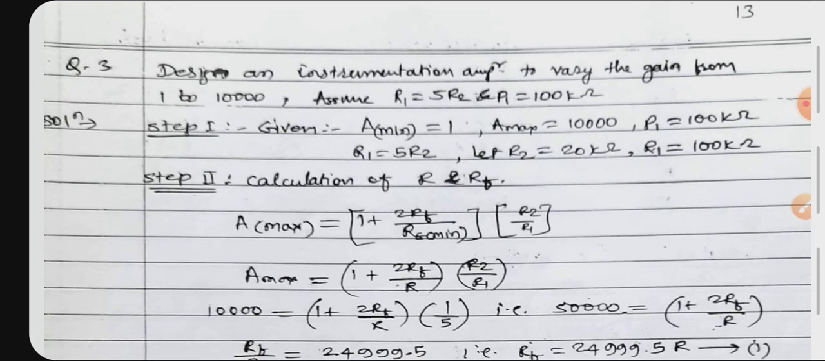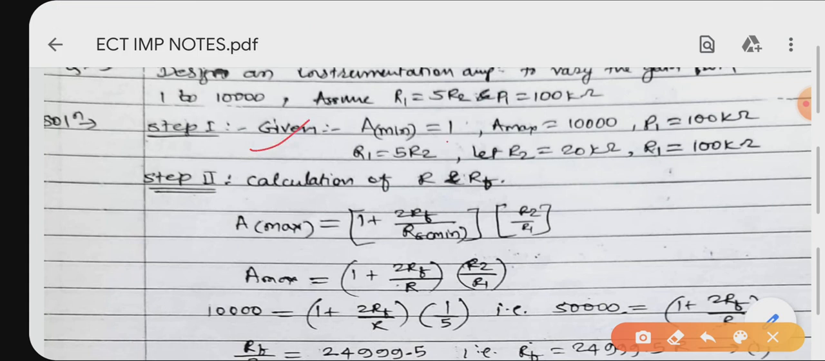Coming to the next problem, designing an instrumentation amplifier to vary the gain from 1 to 10,000. Now the gain is variable, minimum value is 1 and maximum is 10,000. Assume R1 is equal to 5 times R2 and P1 is equal to 100 kilo ohm. If P1 is not given, you can assume a suitable value as I told you. The very first step is to list out the given parameters: minimum value of gain, maximum value of gain, P1, R1 equal to 5 times R2. Based on this relationship, if you assume R2 as 20 kilo ohm, you will get R1 equal to 100 kilo ohm.